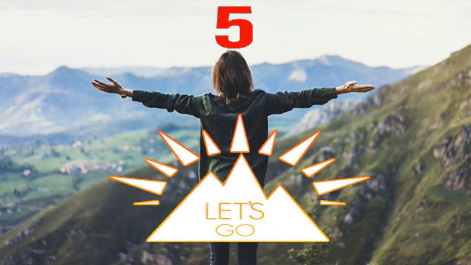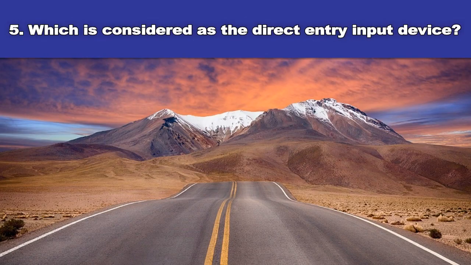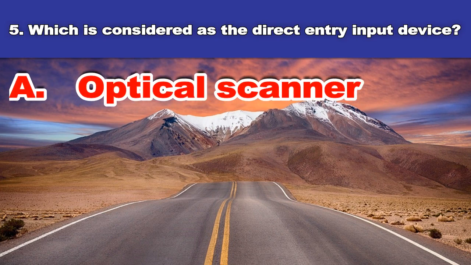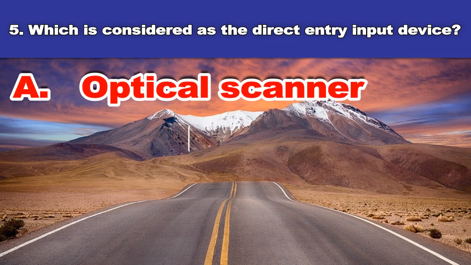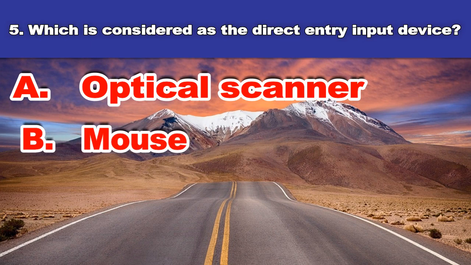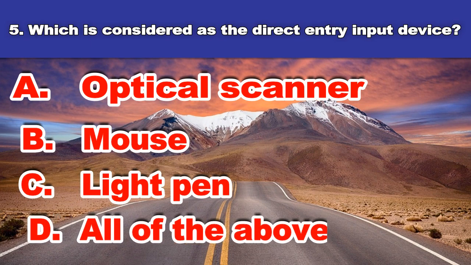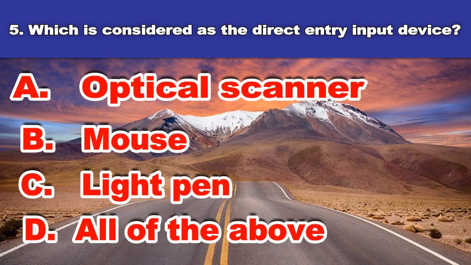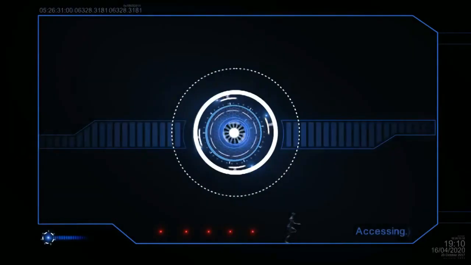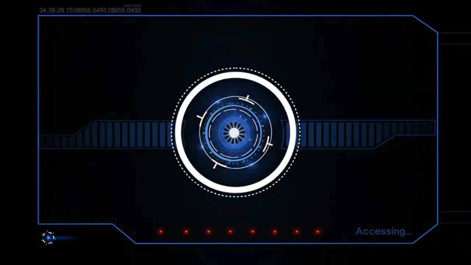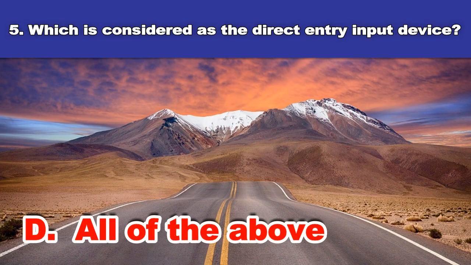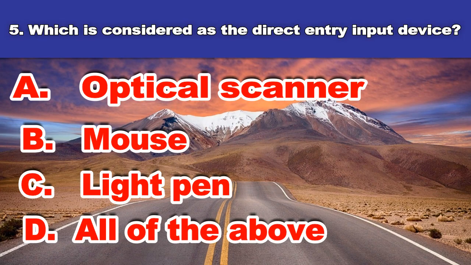Fifth question. Which is considered as the direct entry input device? A. Optical scanner, B. Mouse, C. Light pen, D. All of the above. And the answer is all of the above.